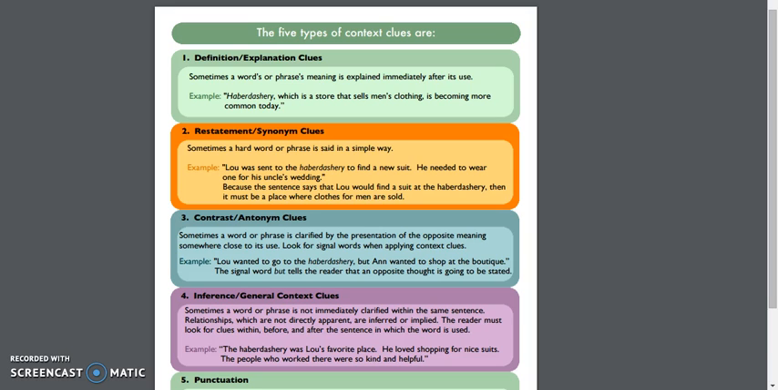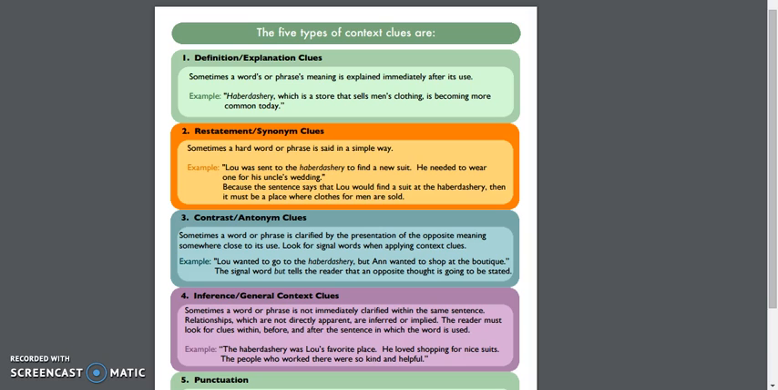So far then we have a definition clue and a restatement clue. The third type of context clue is a contrast clue or antonym clue, quite the opposite from the second context clue. In this case, sometimes a word or phrase is clarified by the presentation of the opposite meaning somewhere close to its use. You want to look for signal words when applying context clues. Let's look at our example for this one.